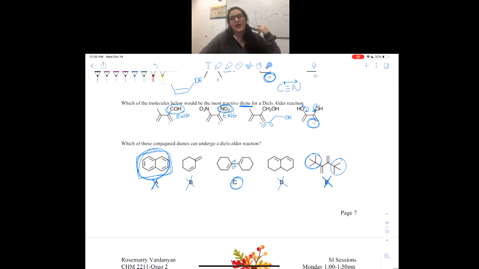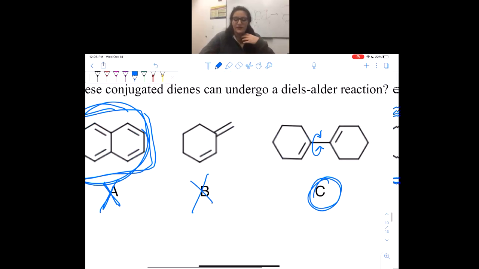And then someone asked, why wouldn't B react? That is because it's stuck trans. So there's no way for you to rotate this so that it looks like this. It's another way to think about A also, that you obviously won't be able to rotate because it's in that kind of shape.